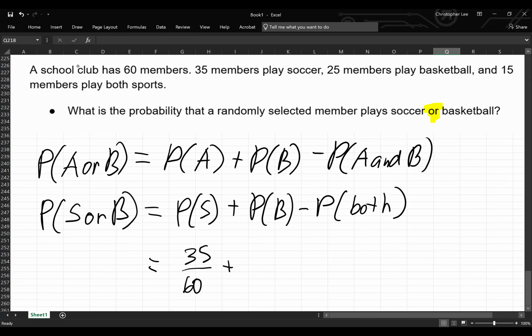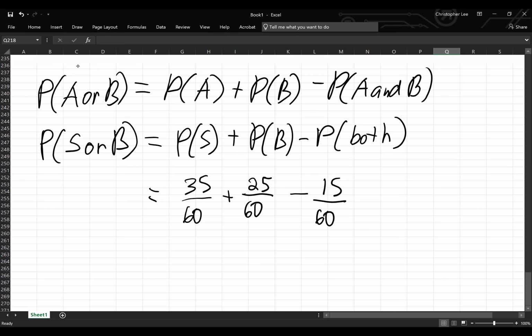Wait, 25 over. Isn't this wrong? What do you add 15 to each? You're right, 15 is included in each member. So that's why I have to subtract it out once. So minus the 15 over the total. Thanks. Oh, wait, minus 15. What's that? That's 60.